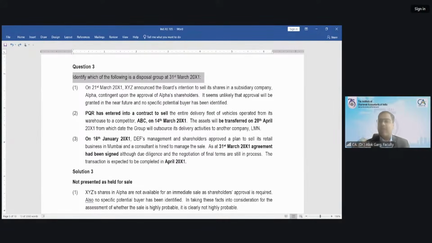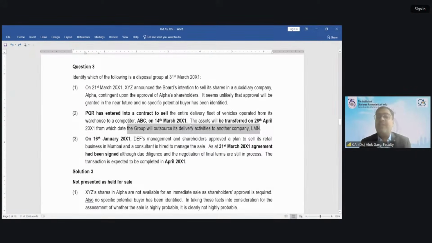So you are ABC, I am PQR. We have entered into a contract and I am telling you, Mr. ABC, Mr. Saminathan, today is 14th March 20x1 and we have exchanged a contract. I am ready to sell these vehicles to you at a predetermined price, right? So this is an agreement, but I will transfer these vehicles on 28th April, which means 1 month and 14 days later. And from this date, PQR group will outsource its delivery activities to another company, LMN.